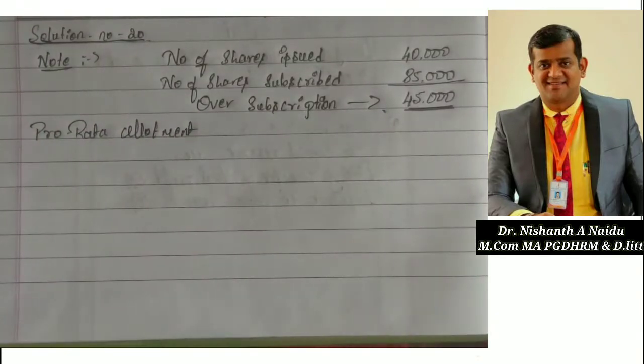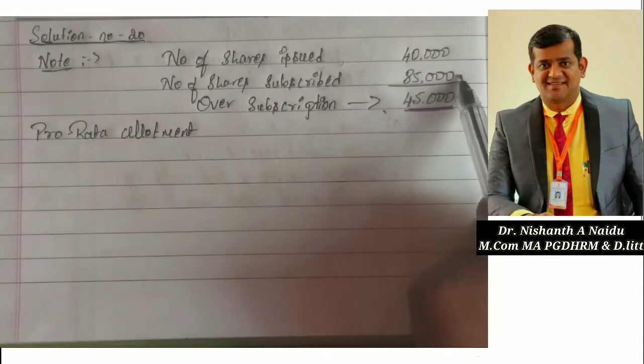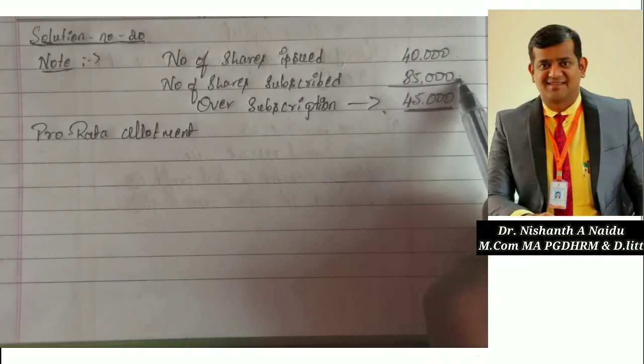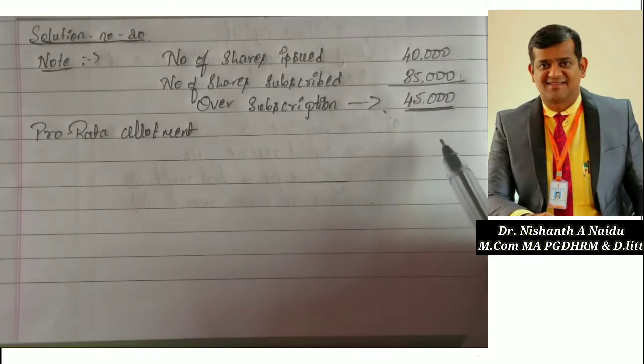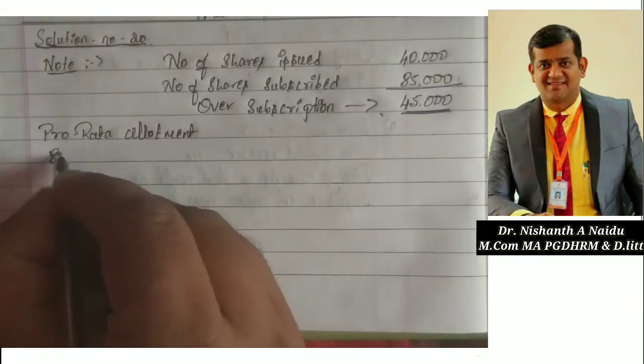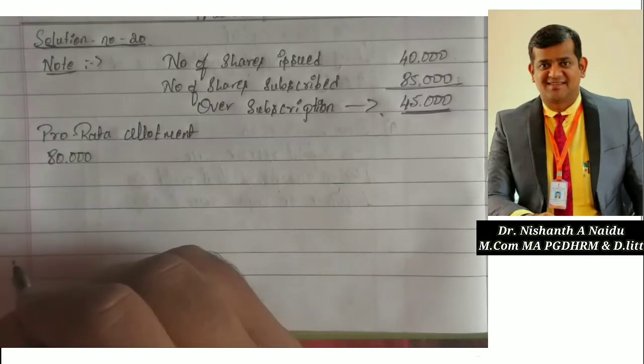So in this problem the company clearly said that applications were received for 85,000 shares, out of which applications for 5,000 shares were rejected and money refunded to them. So how much rejected and refunded? 5,000. So the public applied for 85,000 shares. We are rejecting and refunding 5,000 shares. So how much is left? 85,000 minus 5,000 is 80,000. The company is keeping 80,000 shares.